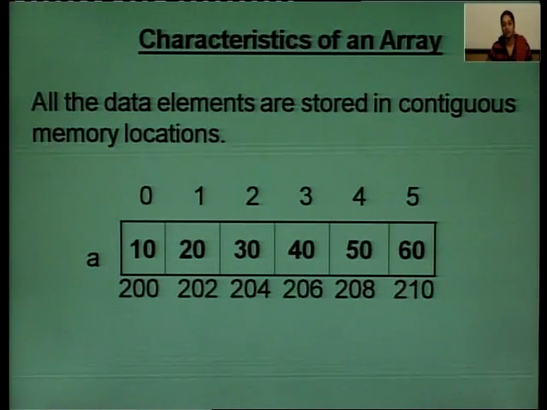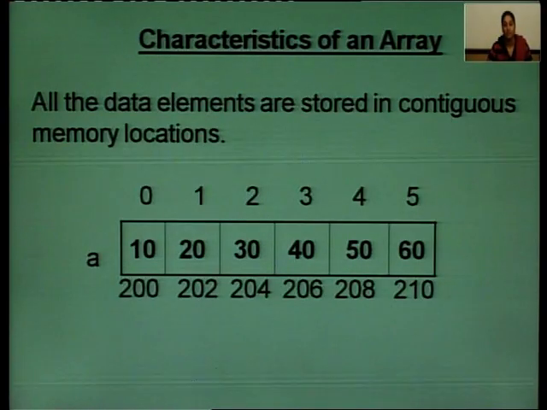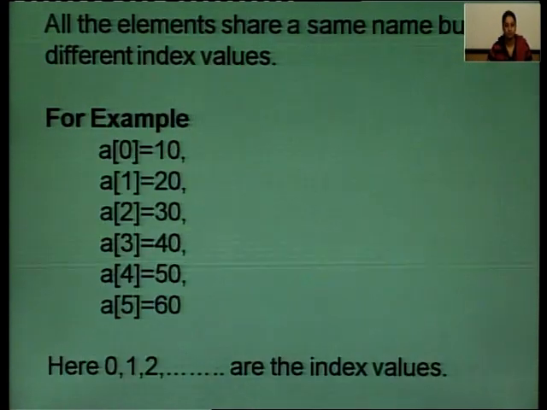Now in this example, I show an array A which has 6 values with indexes 0, 1, 2, 3, 4 and 5, and its values are 10, 20, 30, 40, 50 and 60. It starts from 200 and goes up to 210. By this, they are stored in a continuous memory location.